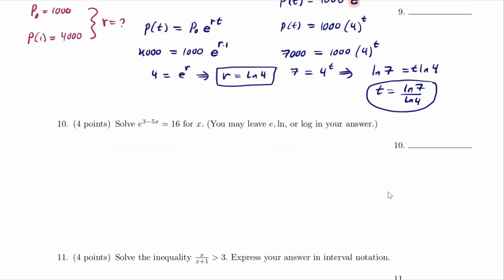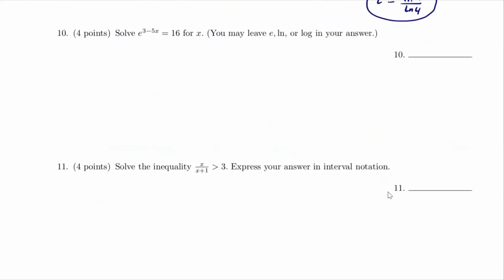All right, for number 10, we're going to be solving this equation. This is an exponential equation, so we are going to take natural log on both sides since there's no way to write both sides using the same base. So let's take natural log on both sides. So we have ln of e to the power of 3 minus 5x equals ln of 16.